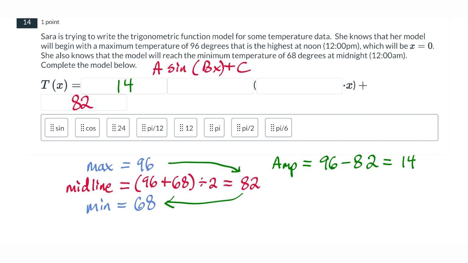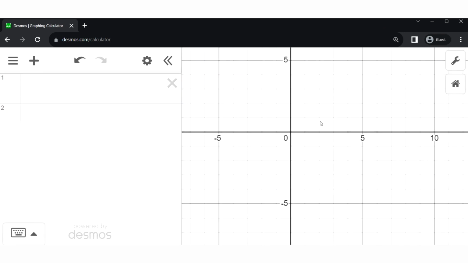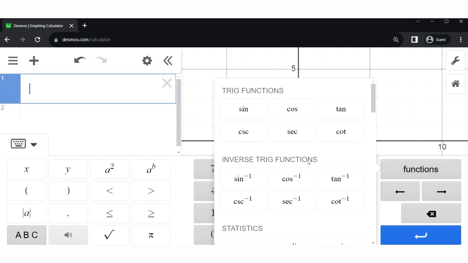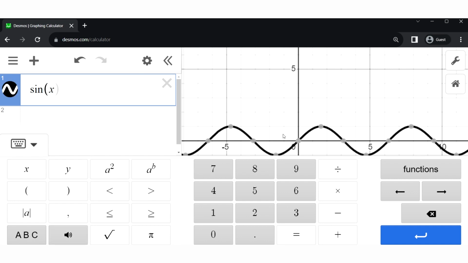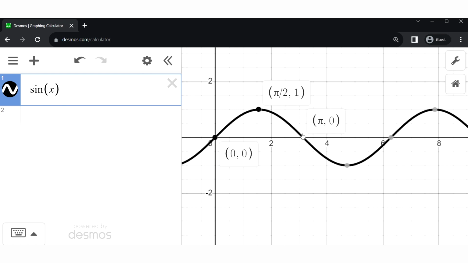And just to remind you, hop back over here. Just to refresh your memories, if I type sine of x, what you have to recall is that sine is a function that likes to start right on the midline, and it should travel up to the maximum, back to the mid, down to the minimum, then back to the mid. So that's the 5 main points of one period of sine.